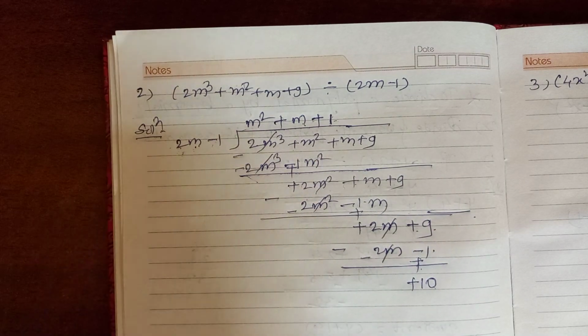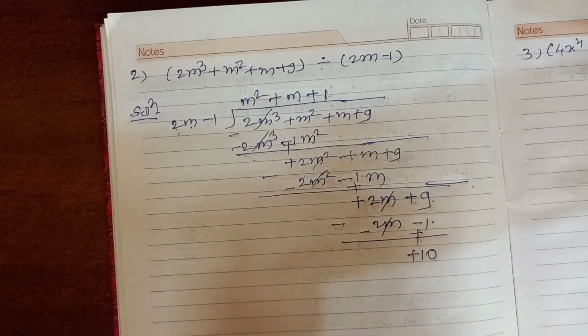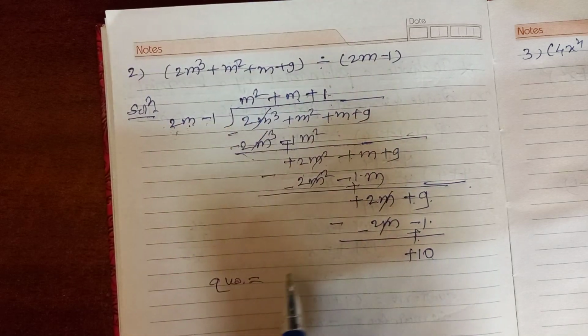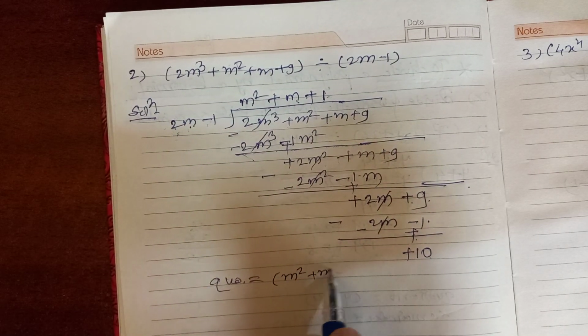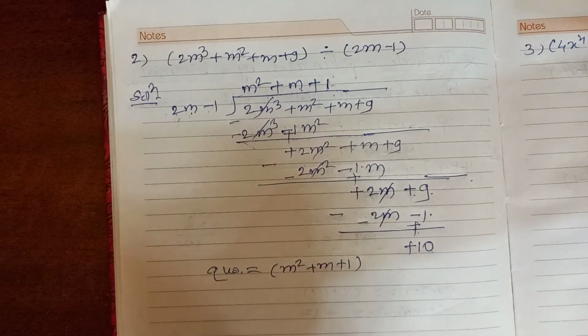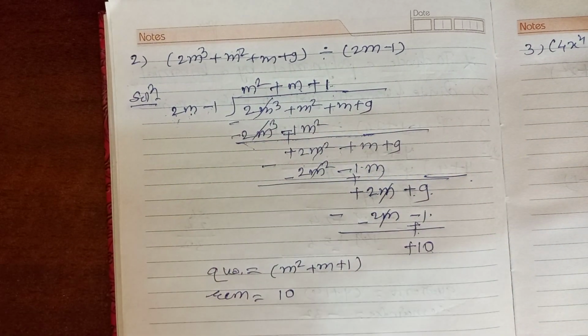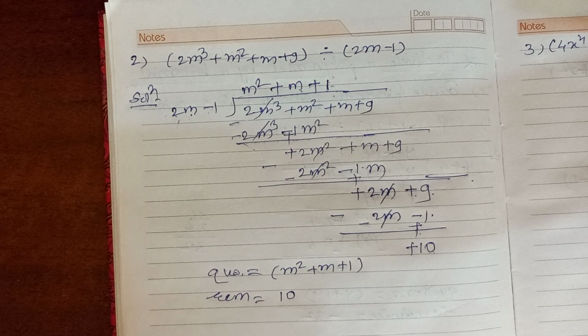We can't divide 10 by 2m. So now what is your answer? Quotient. What is your quotient? m square plus m plus 1. And what is your remainder? Remainder is 10 or plus 10, both are same. This is the second example.